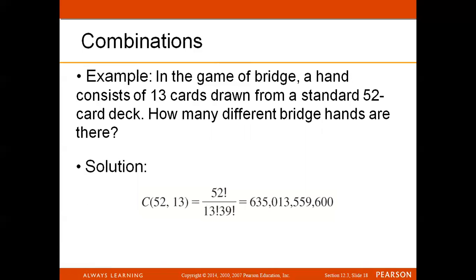In the game of bridge, a hand consists of 13 cards from a standard 52 card deck. How many different bridge hands are there? Egads. Combination of 52 choose 13, which is 52 factorial divided by 13 factorial, also divided by the 52 minus 13 factorial, is a lot. 635 billion, 13,559,600. Ooh wee.